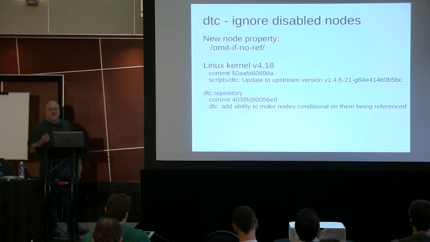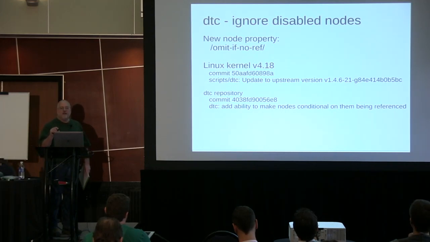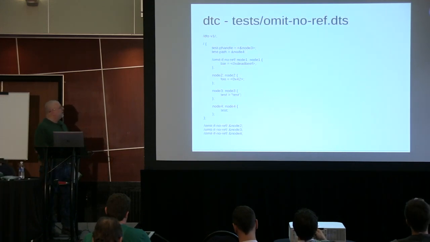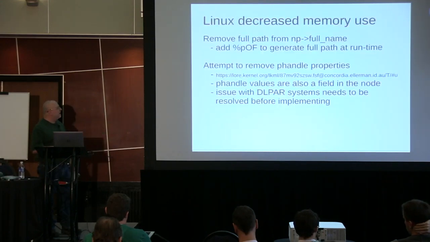There's a second feature in the device tree compiler that's out there now. You can add a notation in your source that tells the compiler: if this node is not referenced by any other node, say by phandle reference, omit this node from the resulting compiled device tree. And then here's an example just for reference.